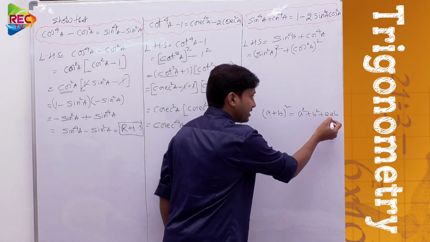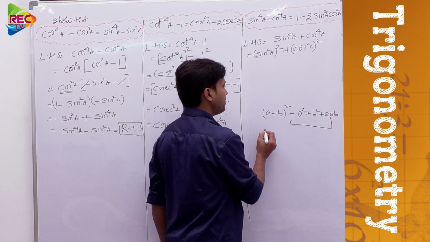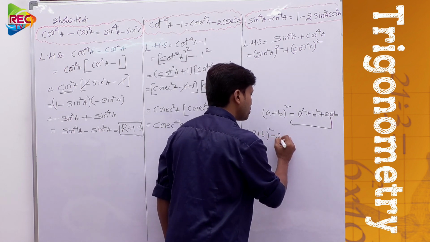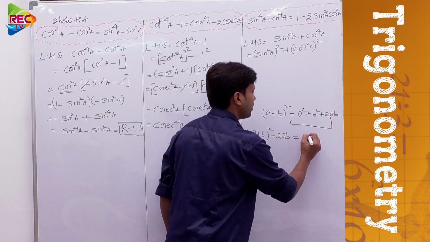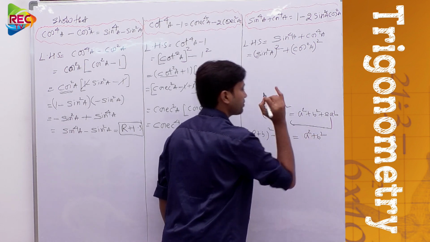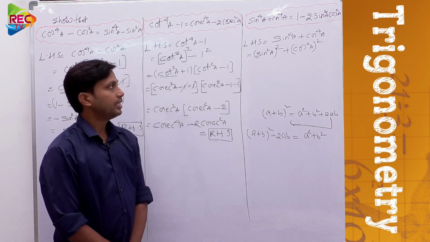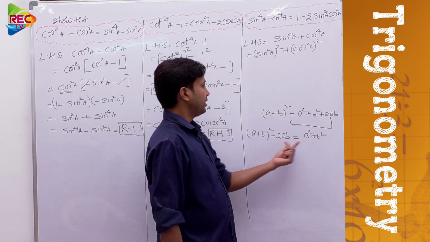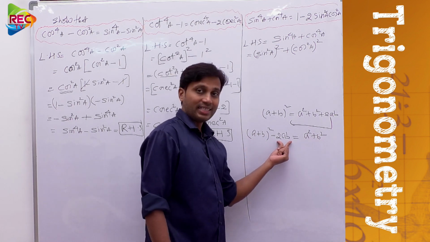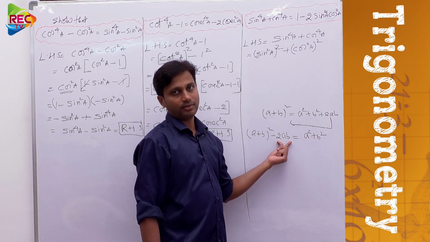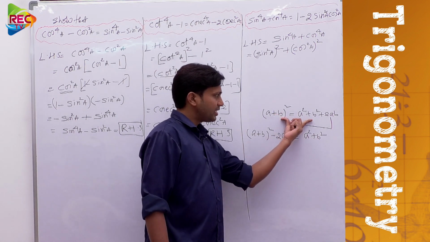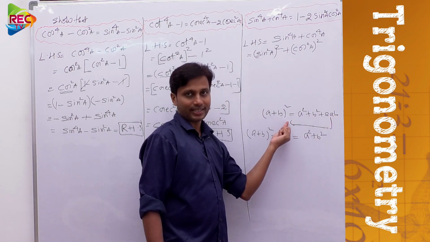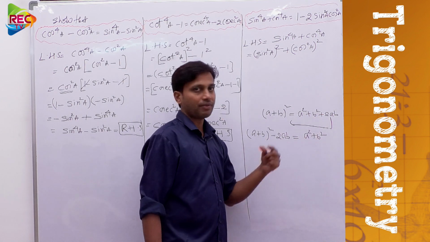Now, if you replace this 2AB to another side of the equation, then what happens? A plus B whole square, minus 2AB is equal to what? A square plus B square. Got it? A square plus B square. So, how can we write this? A square plus B square is equal to A plus B whole square minus 2AB. So from this algebraic identity, we have just transformed, I mean we sent this 2AB to another side. Then we got A square plus B square value.